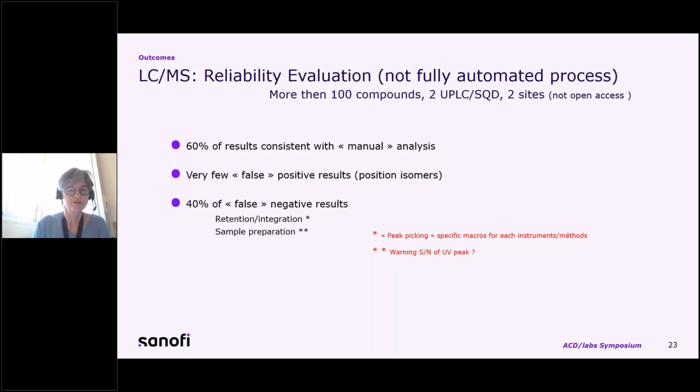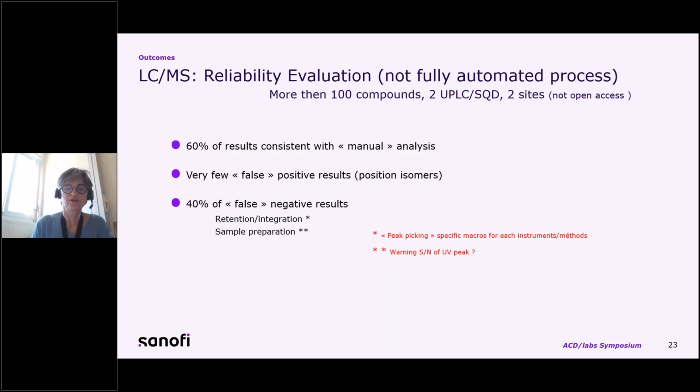We had very few false positive results. I remember we had only two false positive results, and they were isomers of position during an alkylation reaction. So it was not possible to say what kind of isomer we had. At this time, we also had 40% of false negative results. It was an issue with retention and integration.